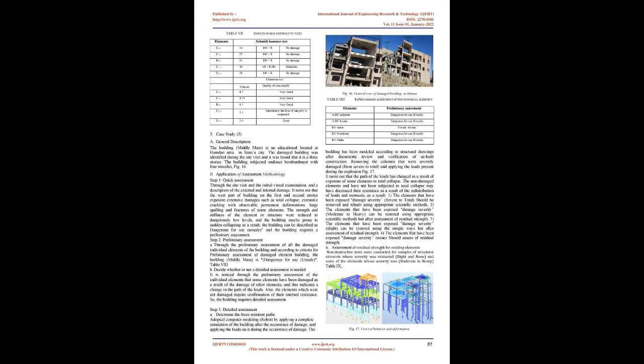Step 2. Preliminary assessment. A. Through the preliminary assessment of all the damaged individual elements of the building and according to criteria for preliminary assessment of damaged element building, the building is dangerous for use, unsafe. Table 6. B. Decide whether or not a detailed assessment is needed.